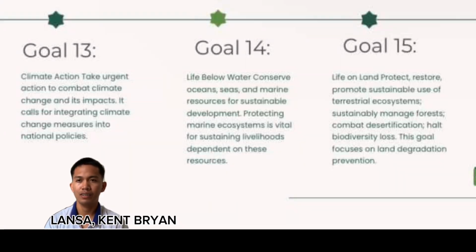Goal 13 is climate action. We all know what climate change is and how it affects and destroys our society. This goal emphasizes the need for urgent action to combat climate change and its effects. It encourages countries to integrate climate measures into national policy, enhance resilience to climate-related hazards, and promote education and awareness about climate issues. The 14th goal is life below water.